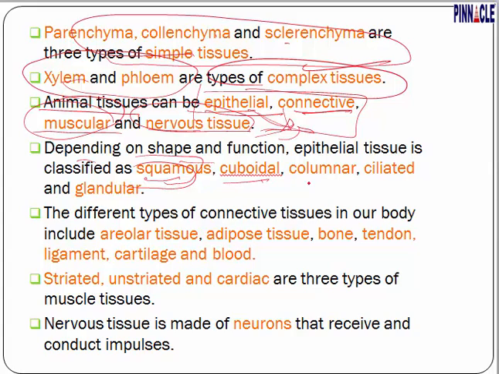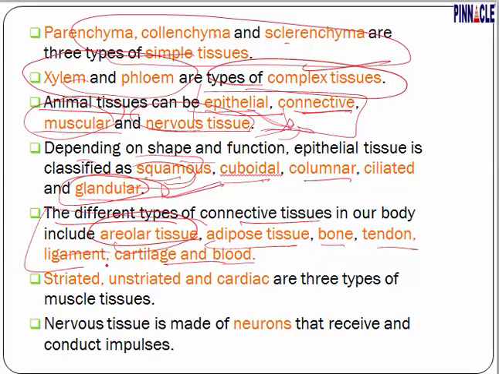Squamous, cuboidal, columnar, ciliated, and glandular tissue, these are the types of epithelial tissue. Different types of connective tissue in our body include areolar tissue, adipose tissue, bone, tendon, ligament, cartilage, and blood. These are connective tissues. Remember where each is present. For example, adipose tissue is present between the skin and blood vessels, or organs.